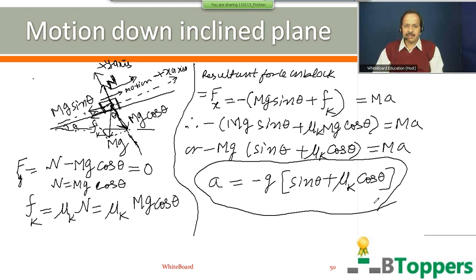So when the block is projected from the bottom of a fixed inclined plane of angle of inclination theta to the horizontal with some initial speed u, then the acceleration of the block during the retarded motion up along the inclined plane is given by a equal to minus g into sin theta plus mu k into cos theta.